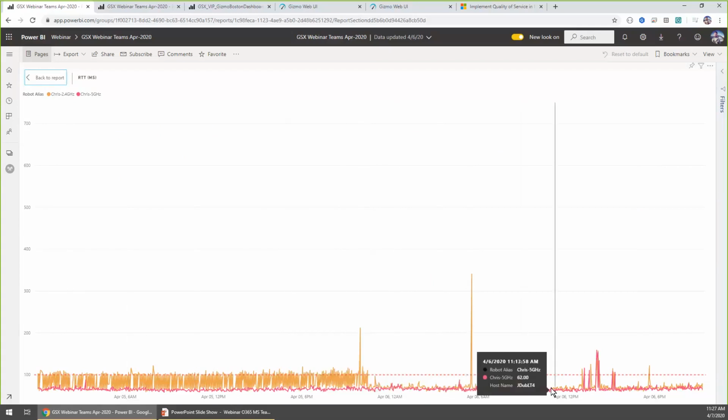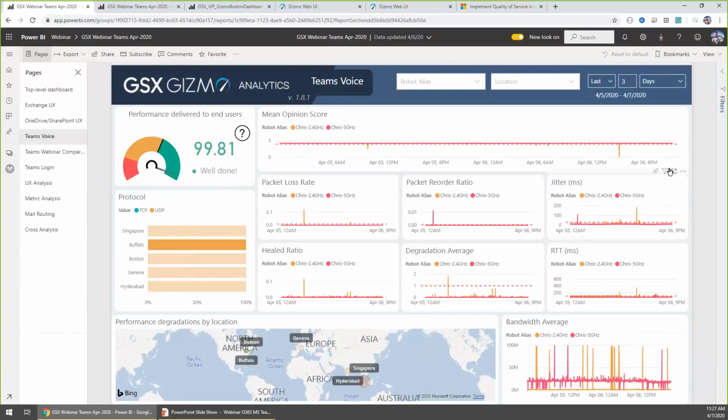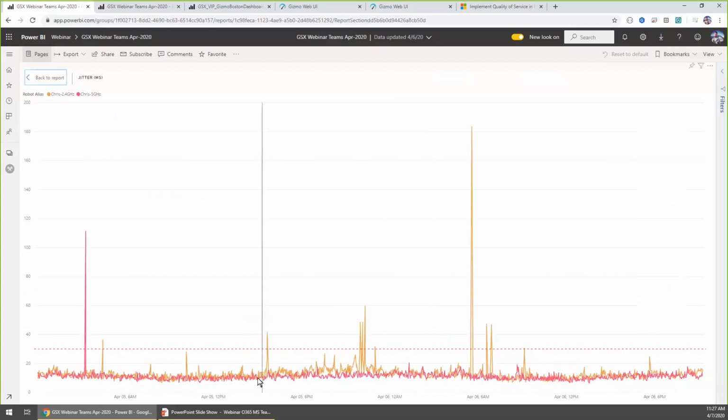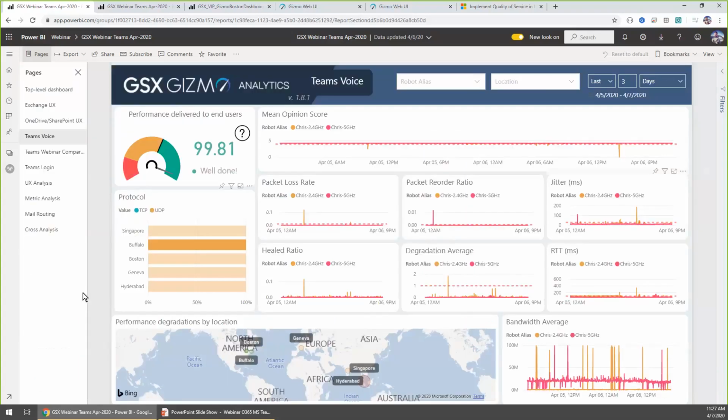It's pretty stable around 50, 60 millisecond round trip time, and same thing for the jitter. You can see it's consistent across the board for the 5 gig, and we see some peaks only happening for the 2.4. So in this case, for that user, definitely favor the 5 gig.